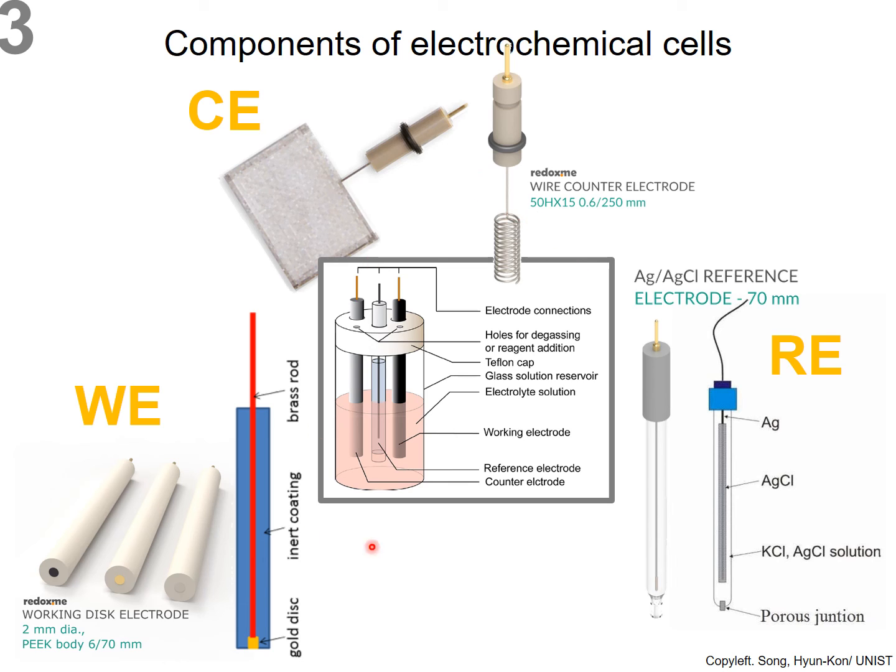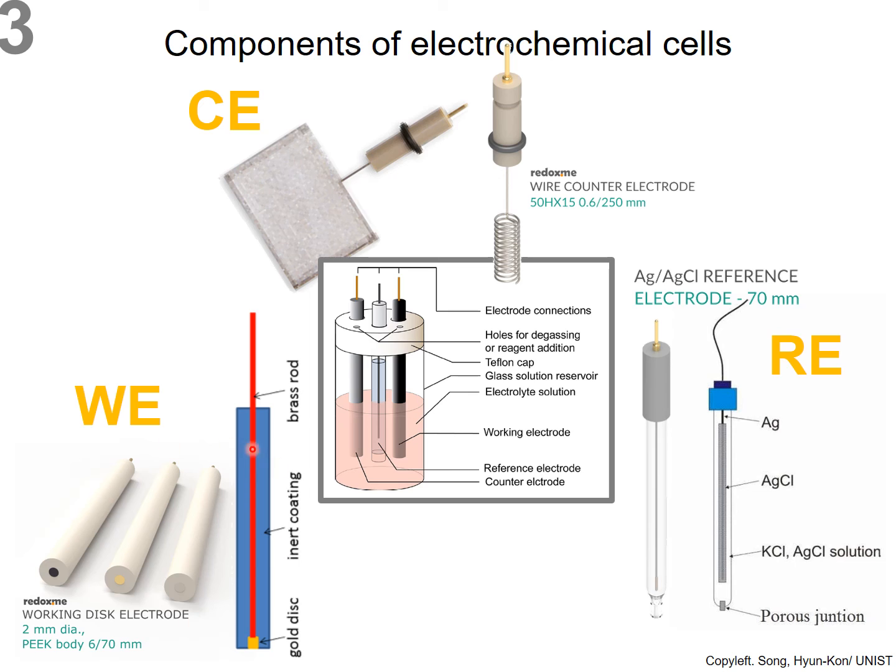Here is the electrochemical cell. Of course, we need to have three electrodes for electroanalysis. The first one is the working electrode, and you will investigate some electrochemistry on the surface of the working electrode. The second one is the reference electrode, which provides a constant potential into the system. We are measuring the potential difference between the working and reference electrodes. And the other one is the counter electrode. The current flows between the working and counter electrodes.